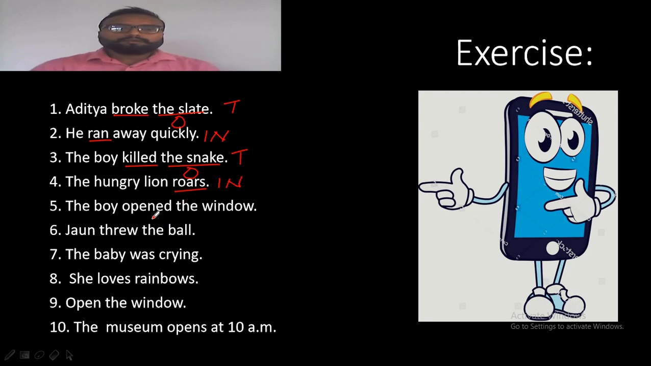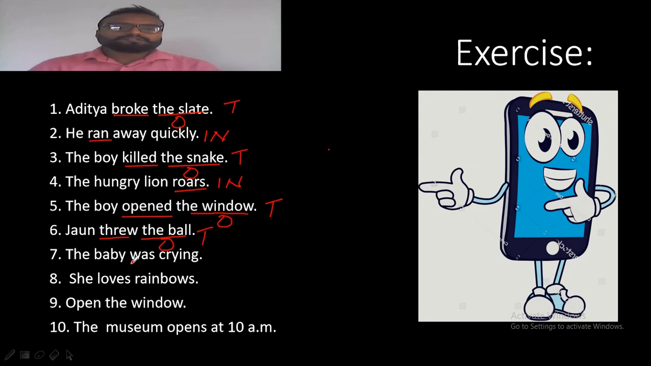The boy opened the window. So again opened has its effect on the object, and that is the window. So here opened is transitive and the window is the object. Even you can frame the question, what the boy opened? The window. John threw the ball. What John threw? The ball. So we get the answer as the ball. Therefore the ball is the object and threw is here a transitive verb.